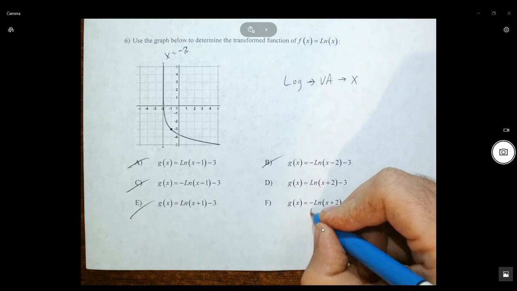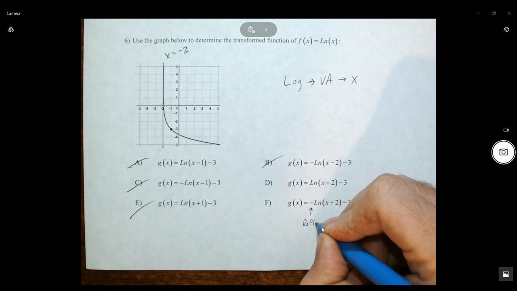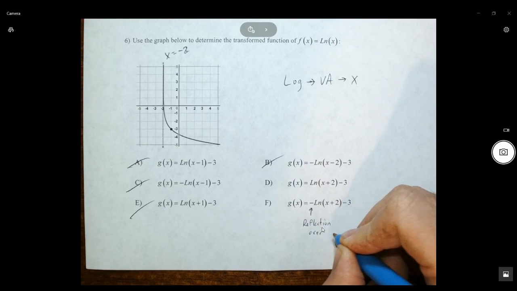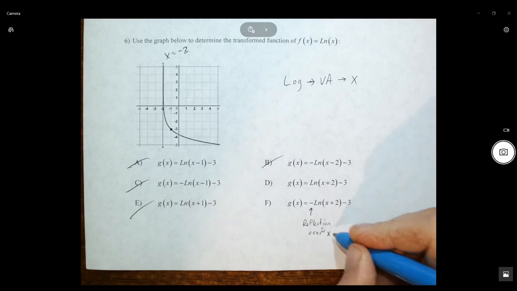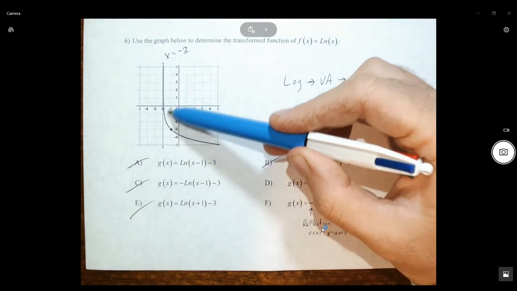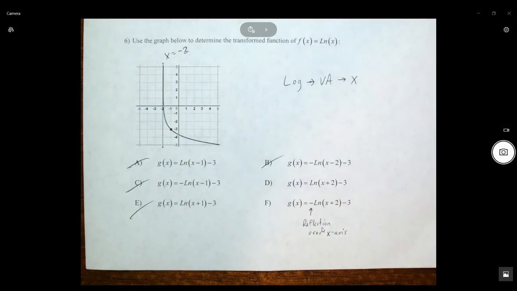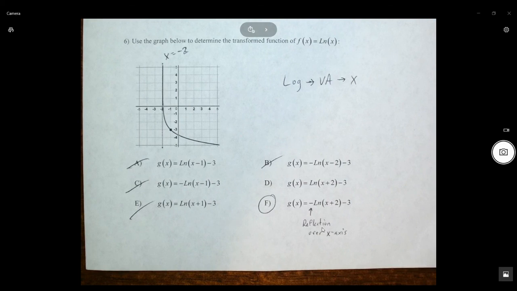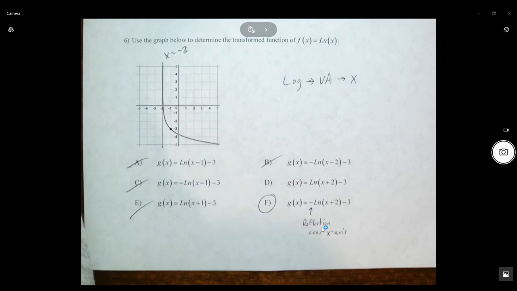Remember that negative means there's a reflection over the x. Okay, so a typical log function would work its way up, but since this was working its way down, we know there's a reflection, so this one would actually be F. All right, there is the video of that review.